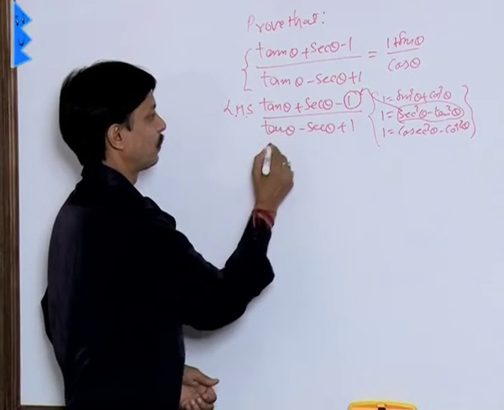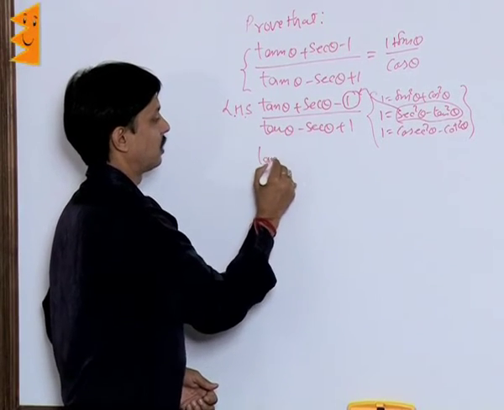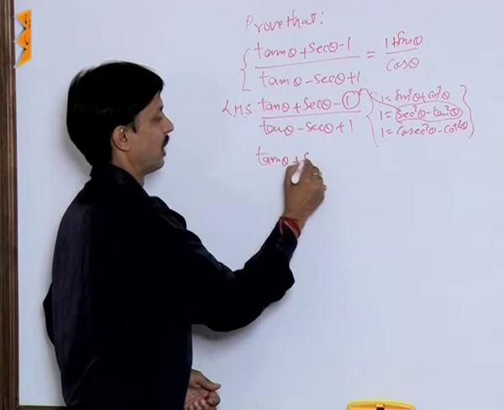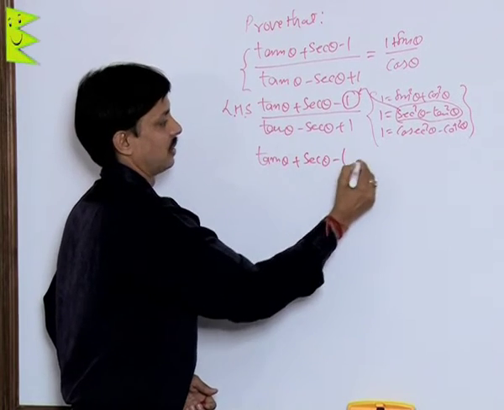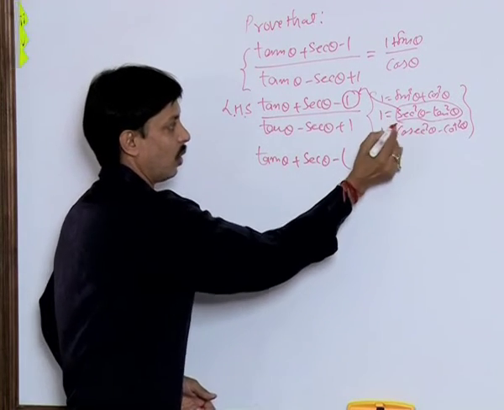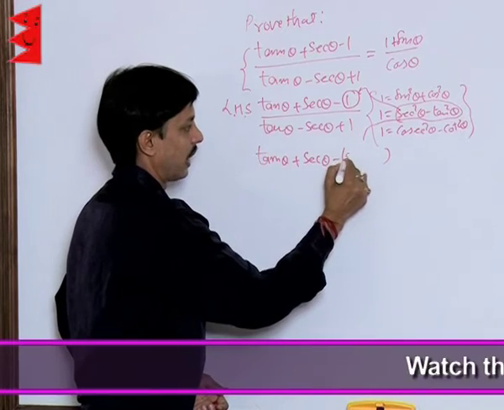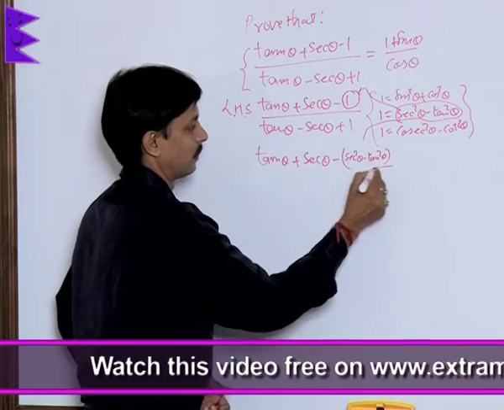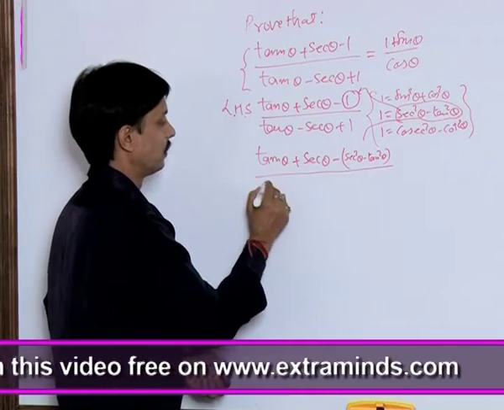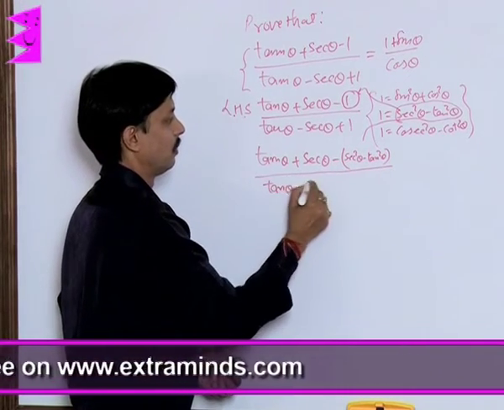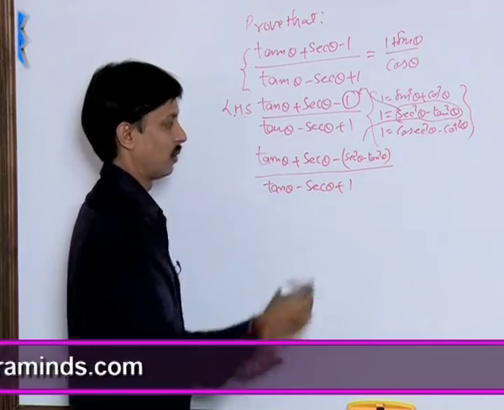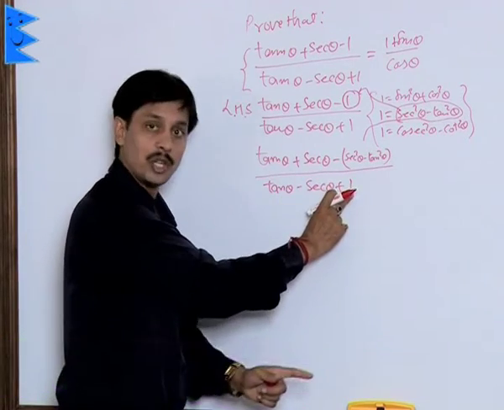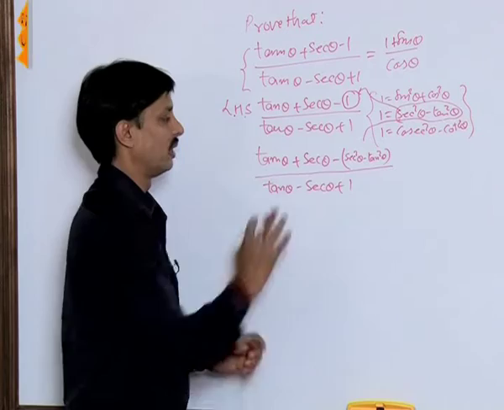So this portion is reducing as tan theta plus sec theta minus... In place of 1 we will replace what? Sec square theta minus tan square theta, divided by tan theta minus sec theta plus 1. We do not change this 1 in the denominator.